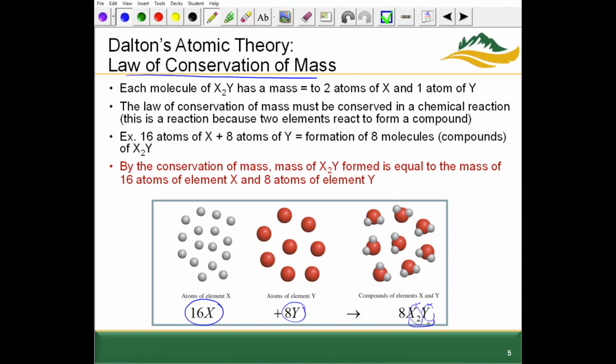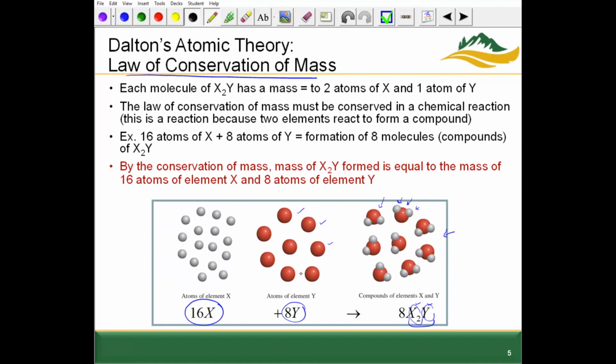And importantly here in this reaction, we still retain every one of the 8 Y atoms. So that's present here. And also we still retain all 16 of these X atoms. So those show up here. What we're seeing is no X is lost, no X is just magically appearing here on this side of the reaction. And same for Y.